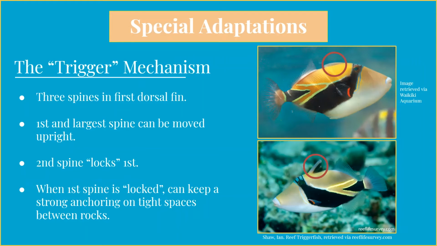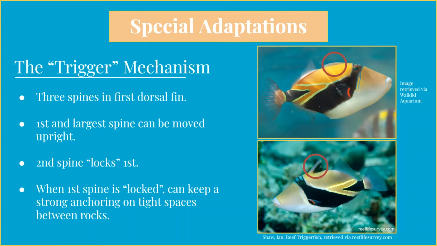So let's talk about the special adaptation that gives these fish their common name, the trigger mechanism as it's called. As I mentioned, there are three spines on the fish's dorsal fin. The first spine is the longest. The fish can position the spine to stand all the way upright. Then, this spine can be locked into place by the movement and positioning of the second spine on the fin. This right there is the trigger mechanism.